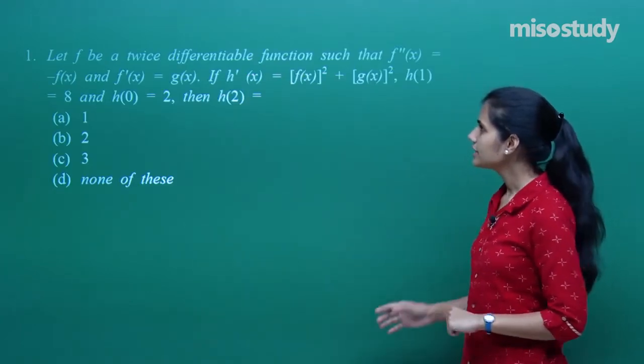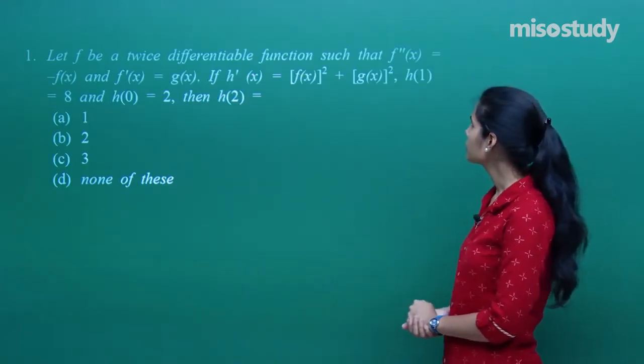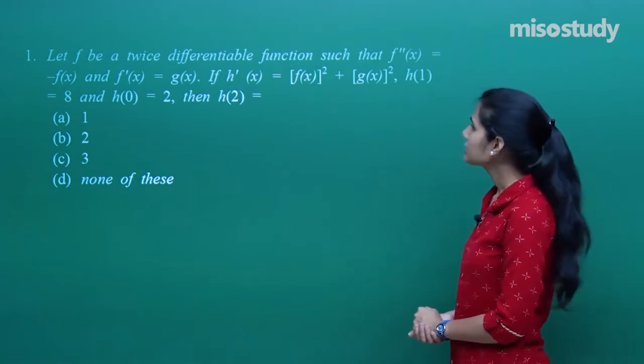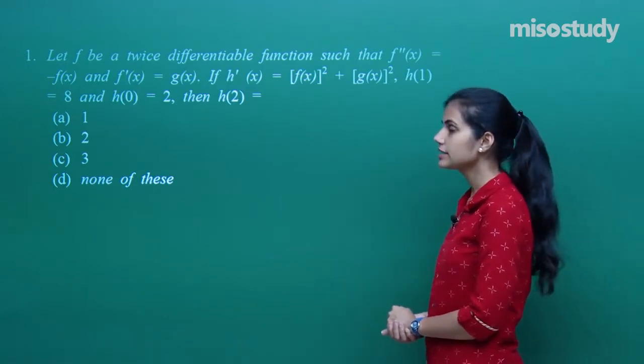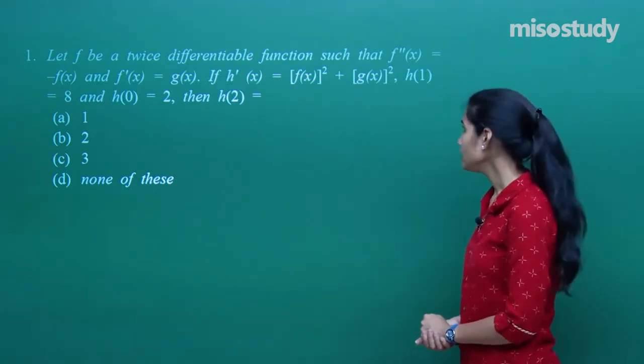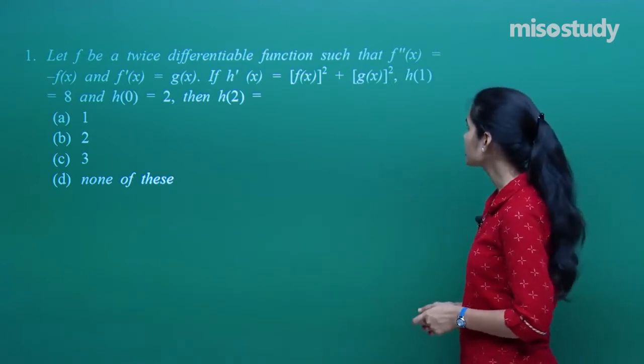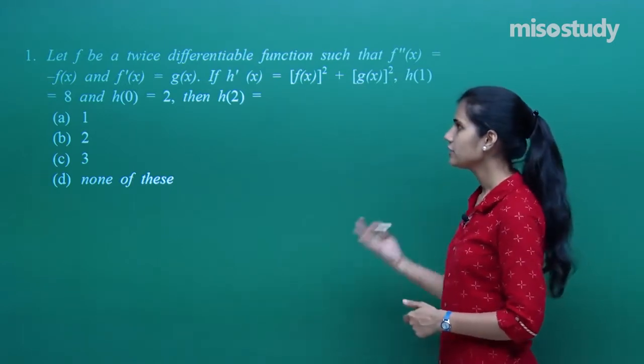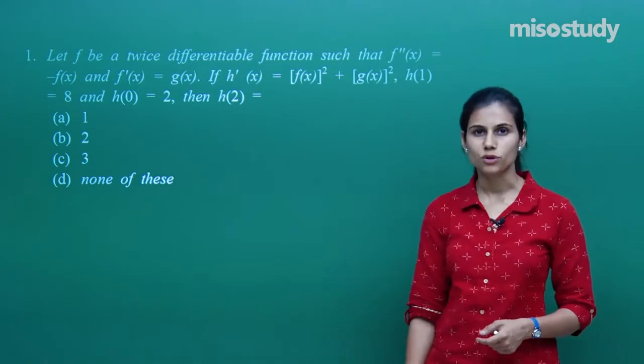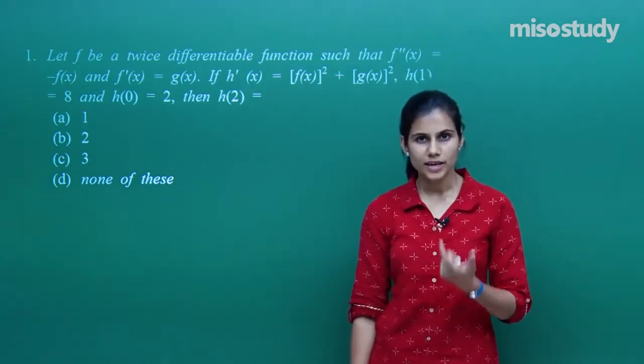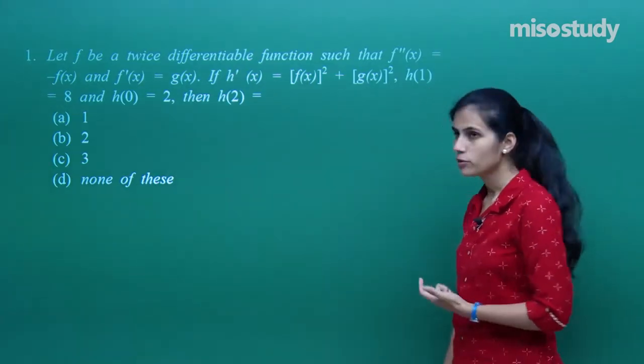The first question says that f is a twice differentiable function such that f double dash x is minus of f(x) and f dash x is g(x). If h dash x is (f(x)) squared plus (g(x)) squared, h of 1 is 8, h of 0 is 2, then what is h of 2? For that obviously we need to compute h of x first, which is nowhere given in the question.